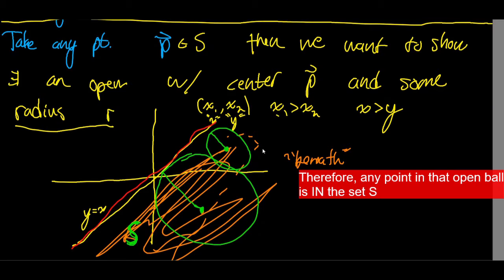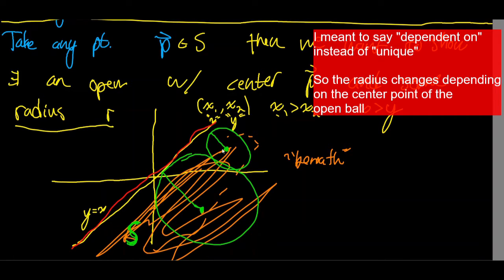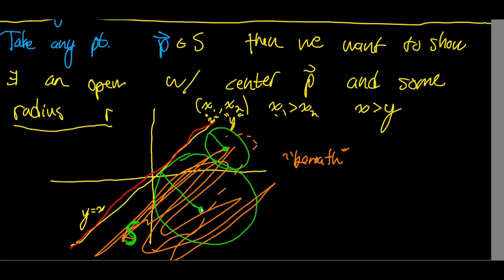So, an excellent candidate for the radius of the open ball that we want to find for each particular point, and that radius is going to be unique for each particular point, is the distance from that point to the line y is equal to x. It turns out that the distance from any point x1, x2 to the line y is equal to x turns out to be x1 minus x2 all over the square root of 2.